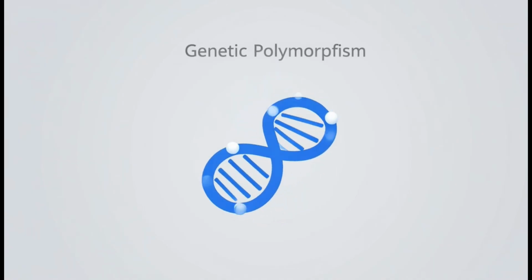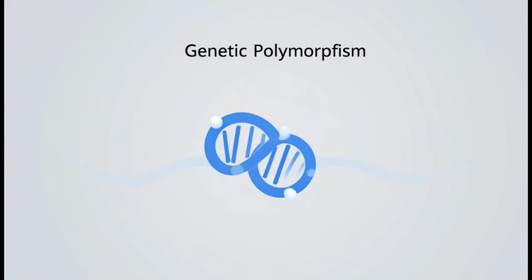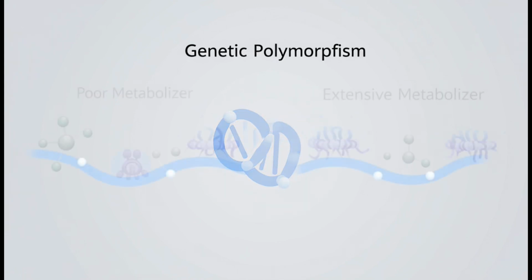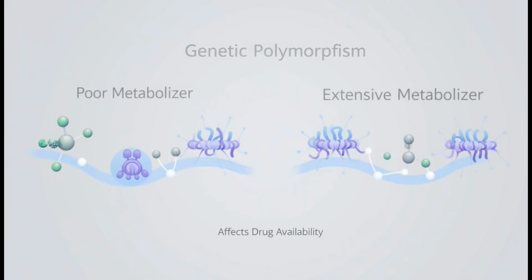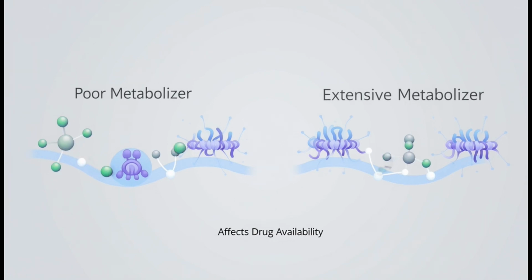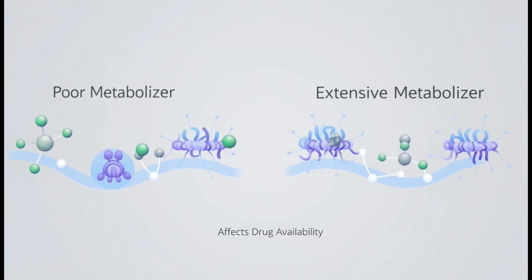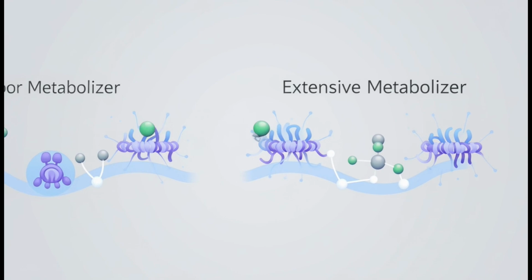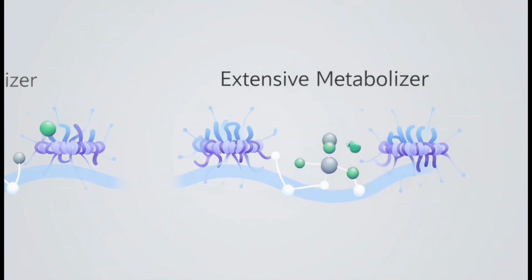And then genetics plays a role too, similar to what we've talked about before with genetic polymorphism, because people can be poor metabolizers or extensive metabolizers depending on which CYP enzymes they express more or less of, and this directly affects how much of a drug is actually available in the body.